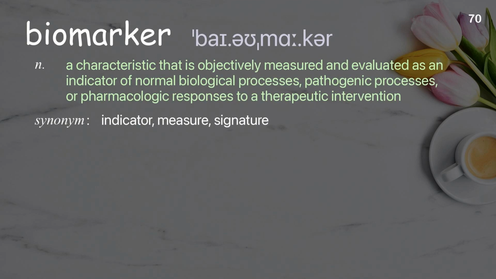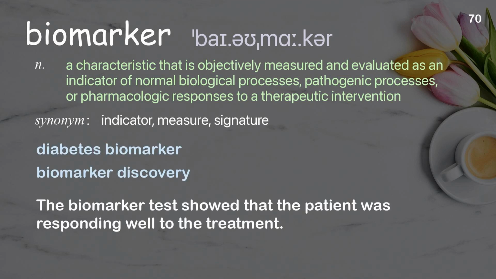Biomarker. A characteristic that is objectively measured and evaluated as an indicator of normal biological processes, pathogenic processes, or pharmacologic responses to a therapeutic intervention. Examples: Diabetes biomarker. Biomarker discovery. The biomarker test showed that the patient was responding well to the treatment.